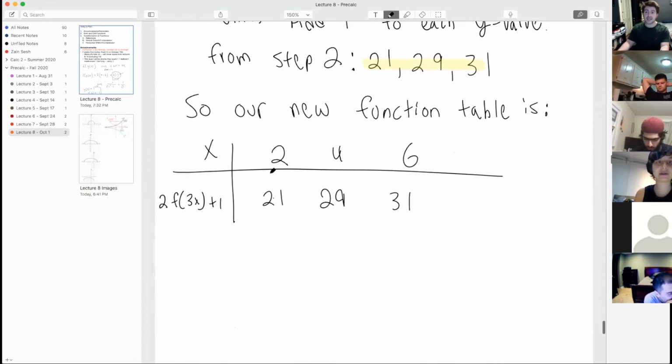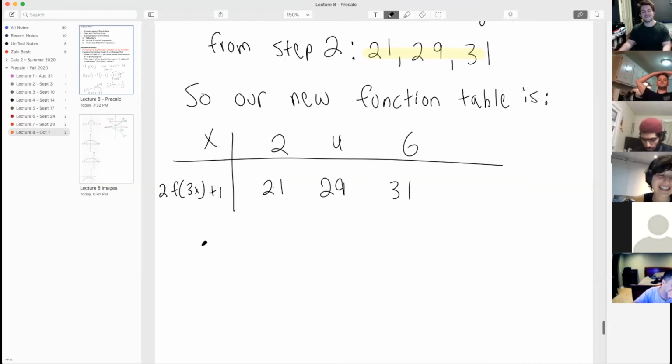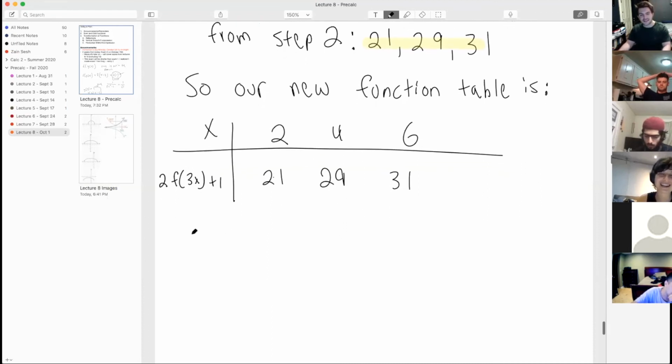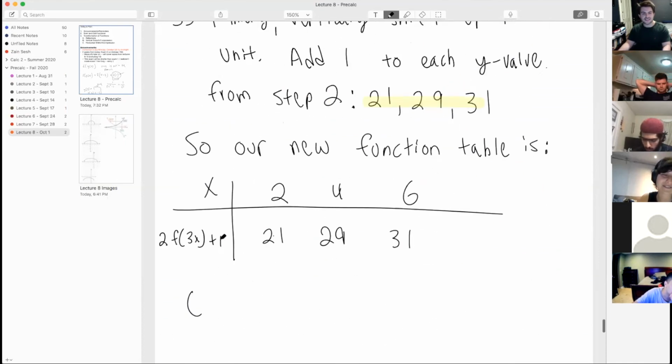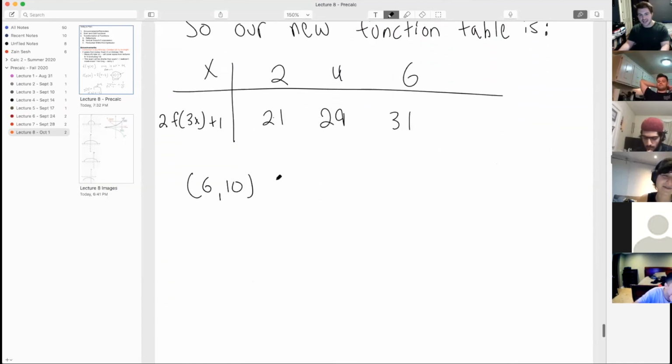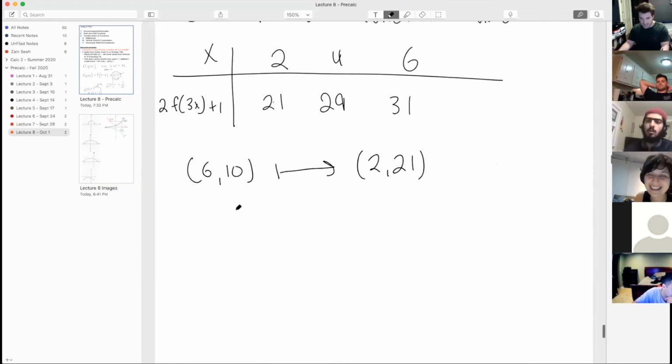It is a new set of points because the graph is going to look different. Yeah, but it's the same point dislocated. It's not like 3 other points. I don't know how to express myself. Yeah. So the way I like to think about it is that the point 6, 10 was our original guy. 6, 10 got sent to 2, 21 under this transformation. Yes, this point corresponds exactly to that point under the transformation.